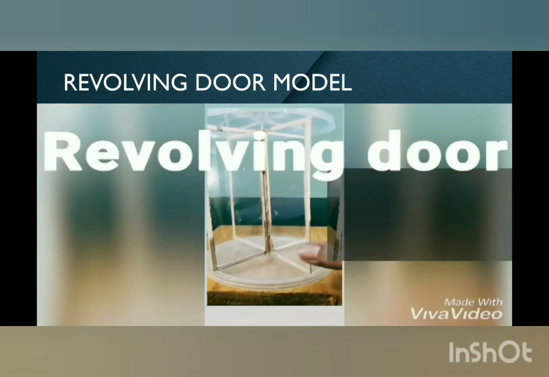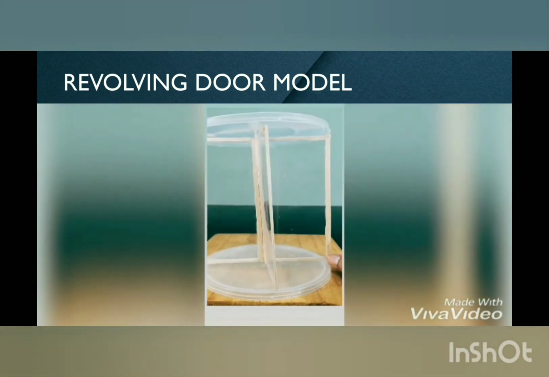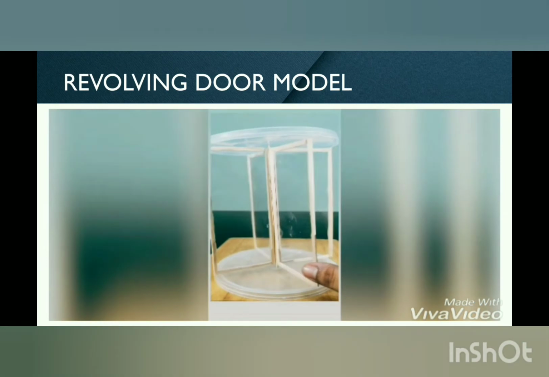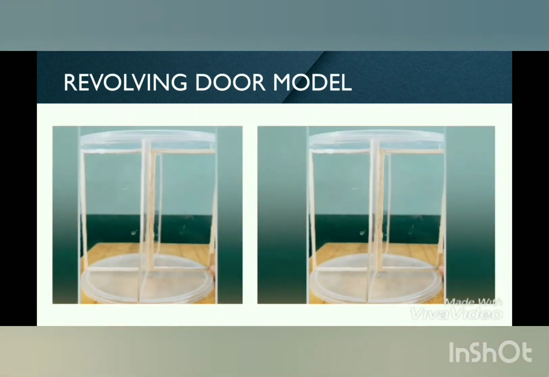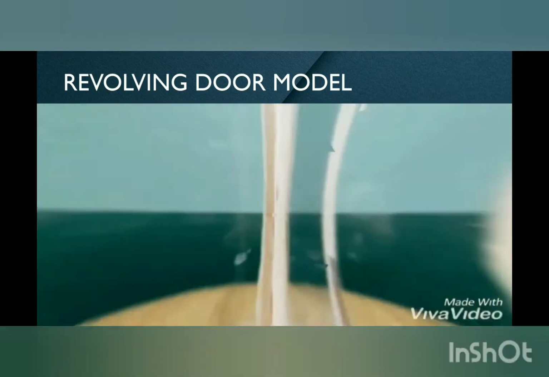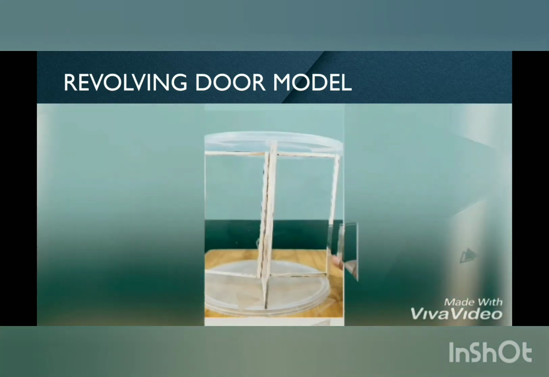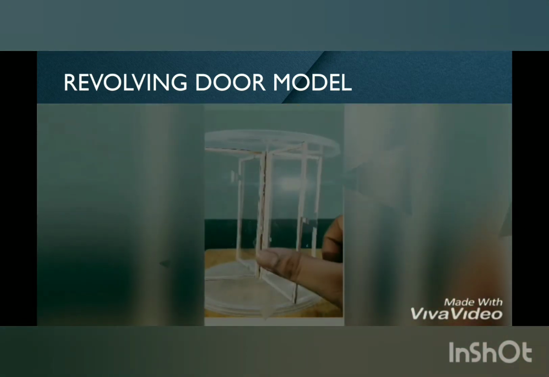And this is the revolving door model which I constructed. Here I used ice cream sticks to make the door panels, and I also stuck OHP sheets to it, and then I added a toothpick in the center to act as an axis for the door to rotate, and I added two plastic lids on top and bottom.